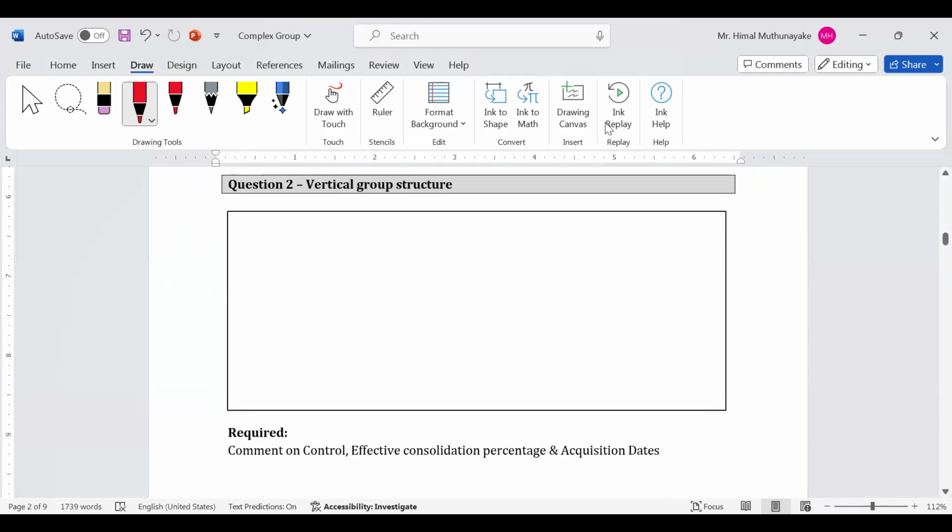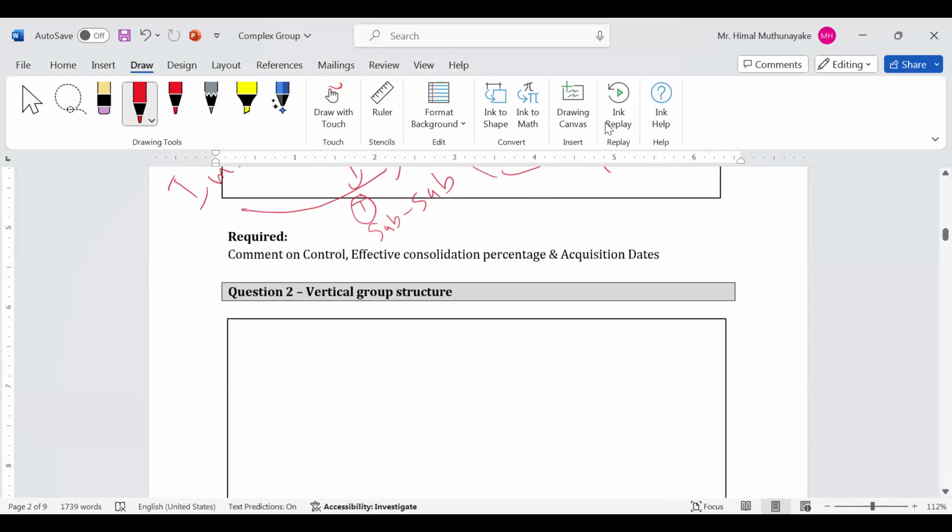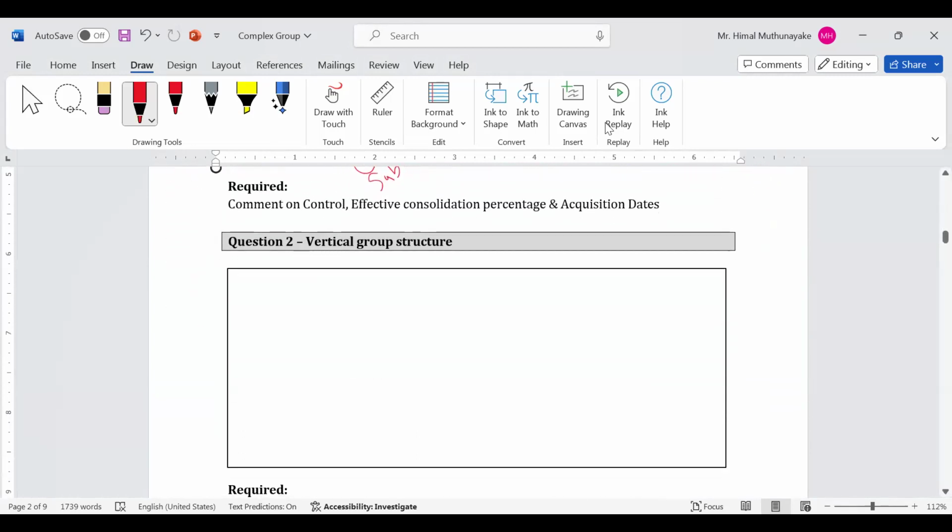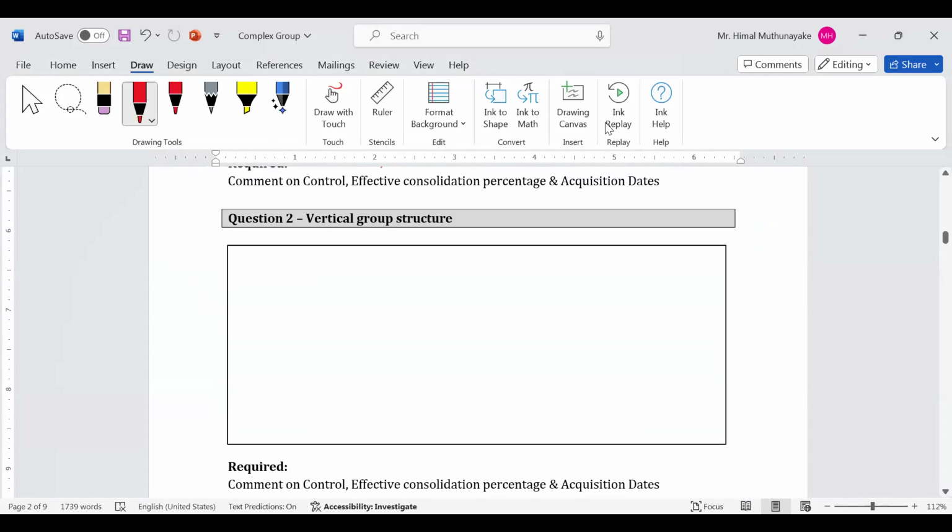Okay. So forget about the vertical groups. Let's discuss something about the complex, sorry, the D-shaped group. When it comes to a D-shaped group, how are we deciding the effective control? Let's say I have P, I have S, and I have T, and I have 80% of this and 40% of this.